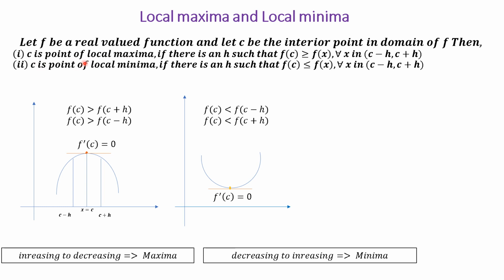The point C is called local maxima if there is an h, where h is greater than 0, such that f of c is greater than or equal to f of x for all x in the interval c minus h to c plus h. That means we are taking neighborhood at this point.